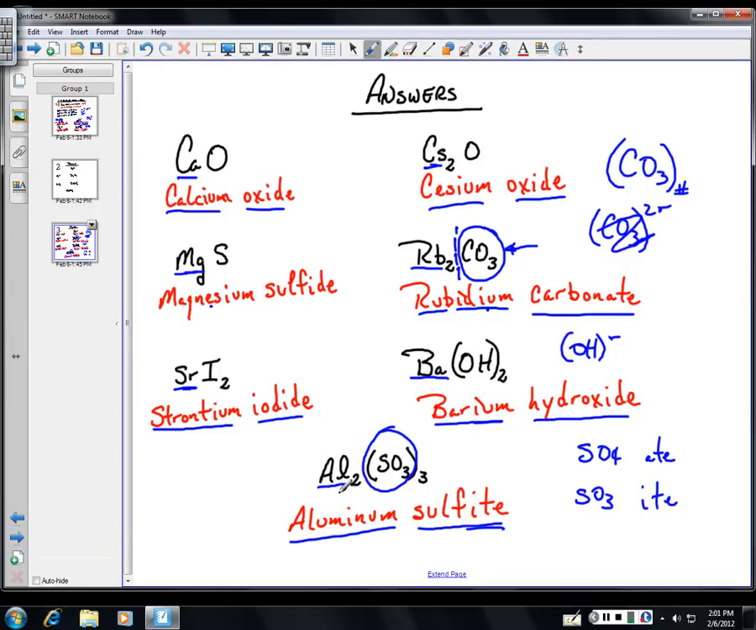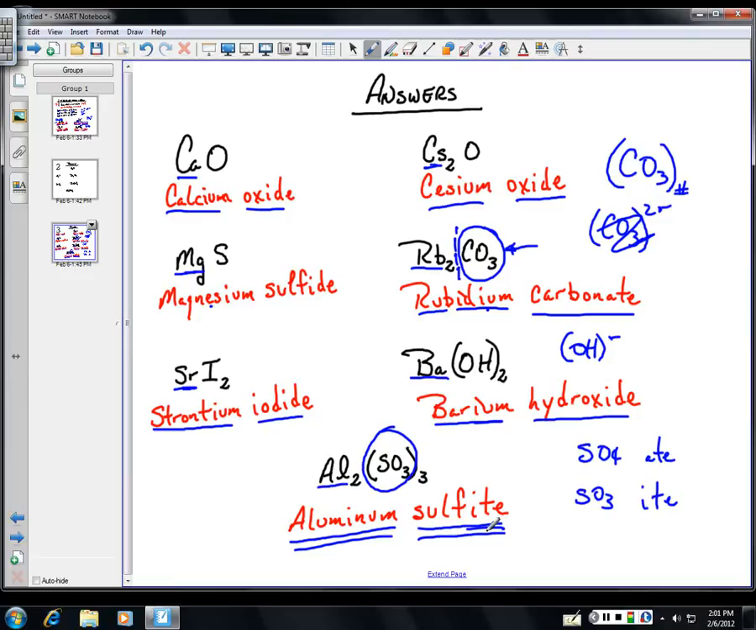This compound tells us that there are 2 aluminum atoms and 3 sulfite anions attached to that, but we don't worry about those little subscripts. Write the metal name, write the anion name, and be done.